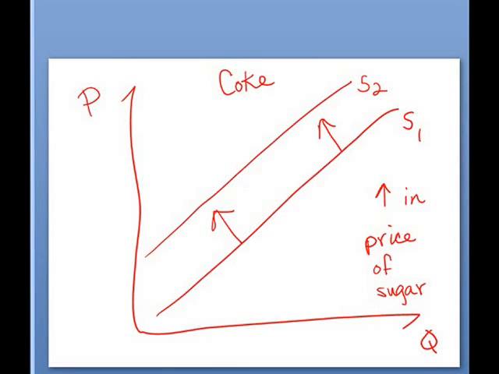What this implies is that because the input price, sugar, is higher, Coke can only afford to supply this much along the second curve at every price level. So now their cost structure is higher and they will produce less. So these are just two short examples of supply and demand.